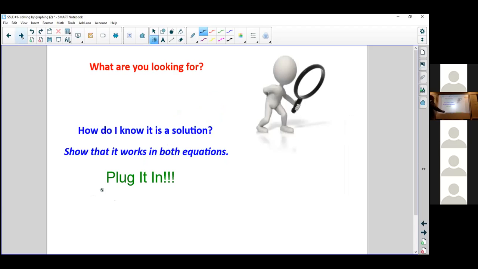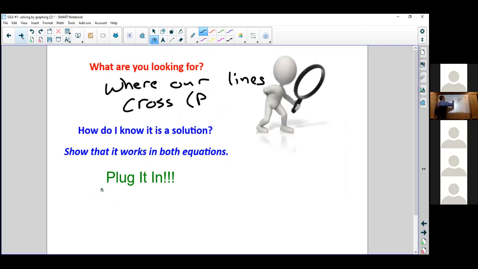Okay, so what are we looking for? We are looking for where our lines cross, and we're going to call that the point, and that would be the solution. That solution means that point exists on both lines. Okay, am I going too fast for anybody? Does everyone feel comfortable with what I talked about so far? Good to go?